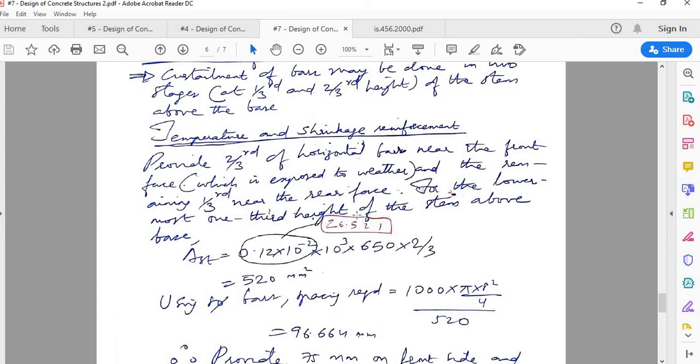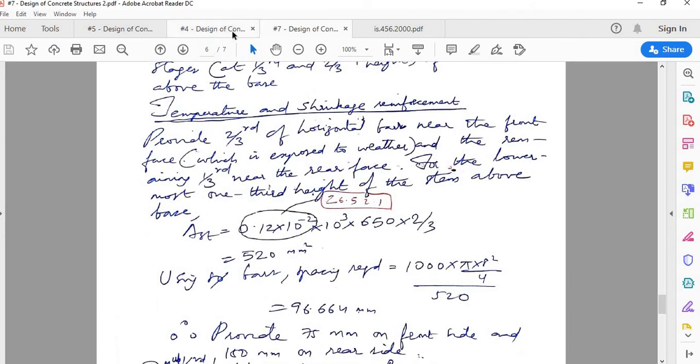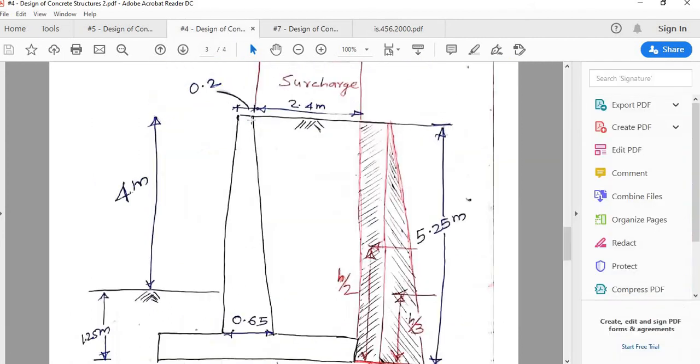You can check up this clause. You might have seen that already for the case of slabs. It's a minimum reinforcement when you have HYSD. So what happens is, see, the entire section in the lateral direction is subjected to creep and shrinkage. So it is not good if we provide reinforcement only in one direction. So we have to provide reinforcement along both faces.